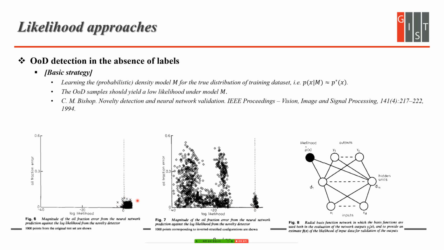So this paper proposes comparing the likelihood values, which means that if the likelihood values are less than the training data set samples, then it is an outlier.